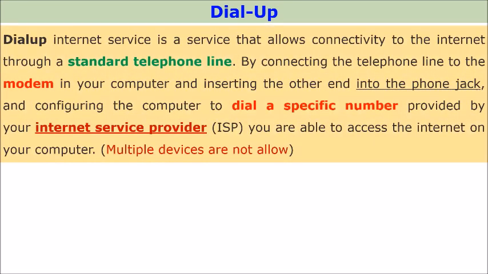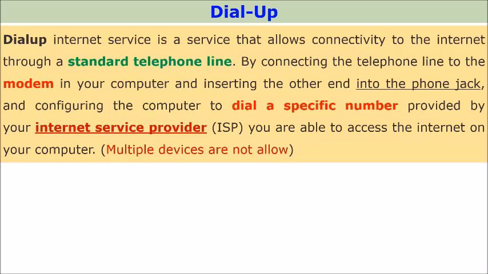Right. To get a dial-up connection, you need a home telephone or standard telephone line with a modem in your computer. By dialing a specific number, which is provided by your internet service provider, ISP. After getting this number, you can dial it through the modem. Then you can get connected with the internet.